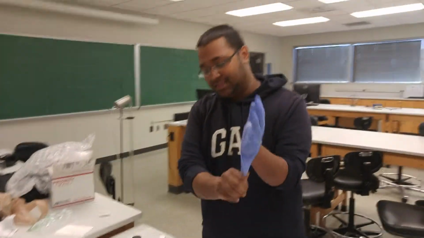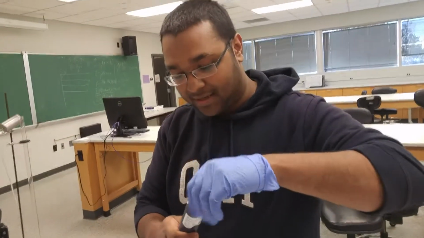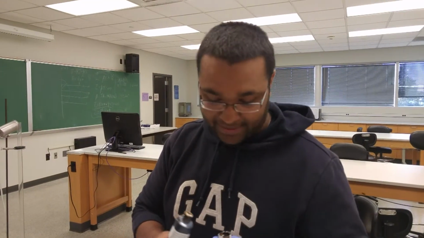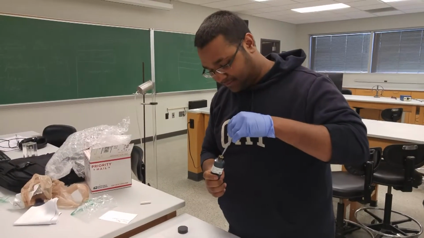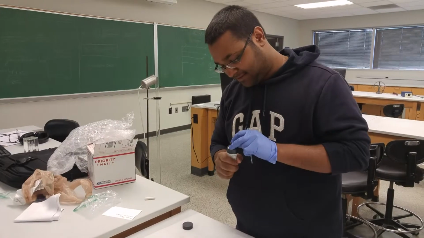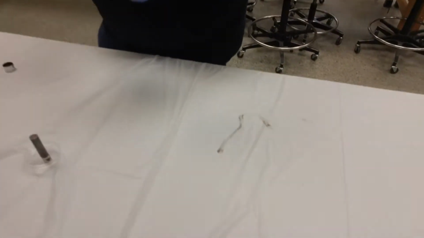Let's do some experiments. What I've got here is a little bit of ferrofluid. It's basically a liquid magnetic fluid. This stains a lot and it won't come off. That's why I'm wearing gloves.